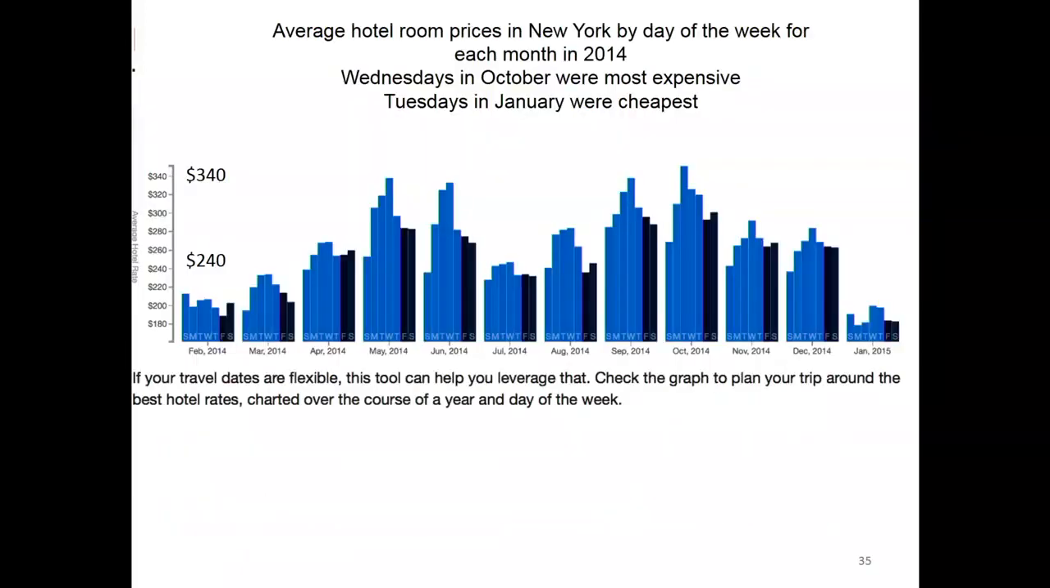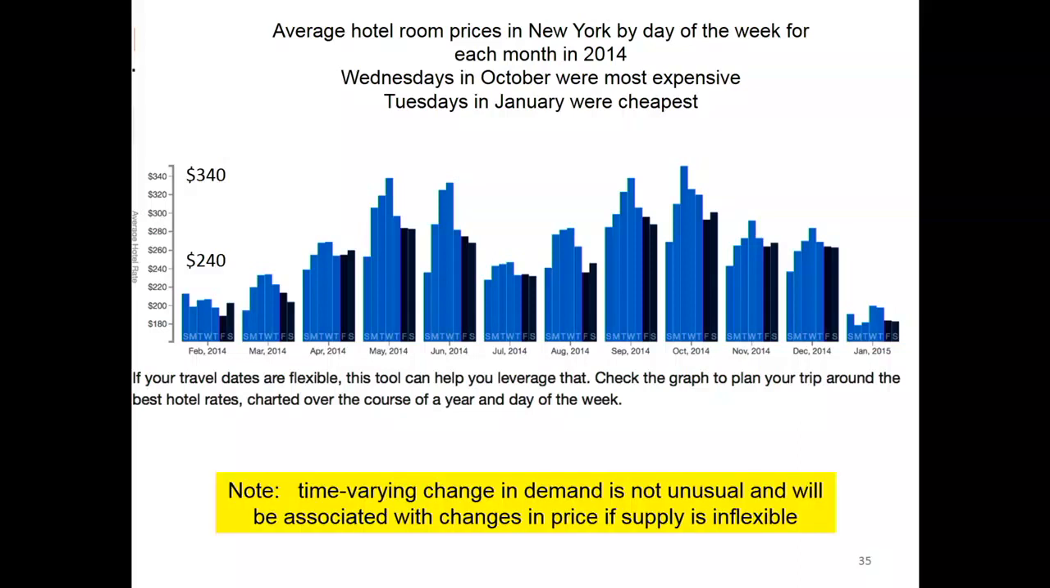Have a look at this hotel room in New York by day of the week for each month in 2014. In February, you can get a room for $210. In October, you'll pay as much as $340. Ooh. Inefficient market. Same product, different price. No. The price is fixed, demand changes, and so you see the price responding to demand. No one talks about a bubble in New York hotel room prices.